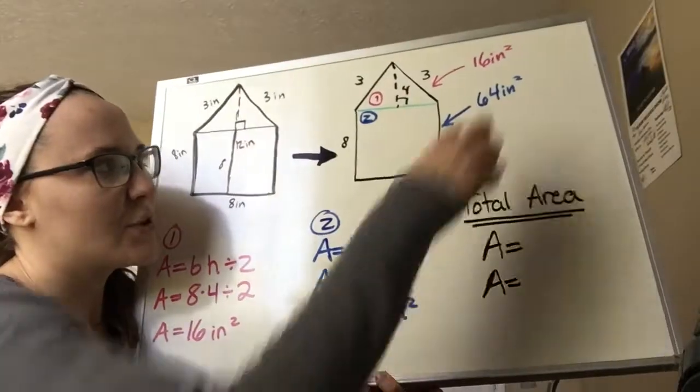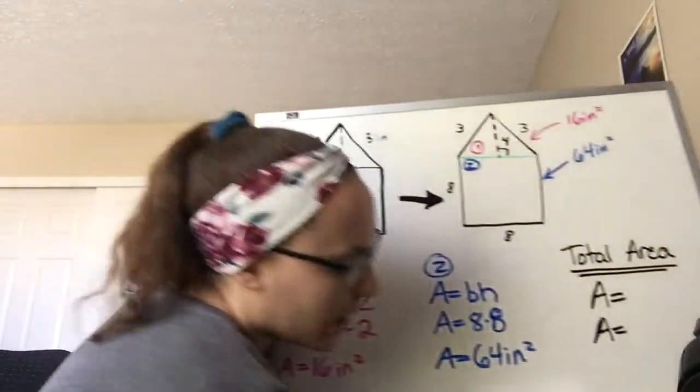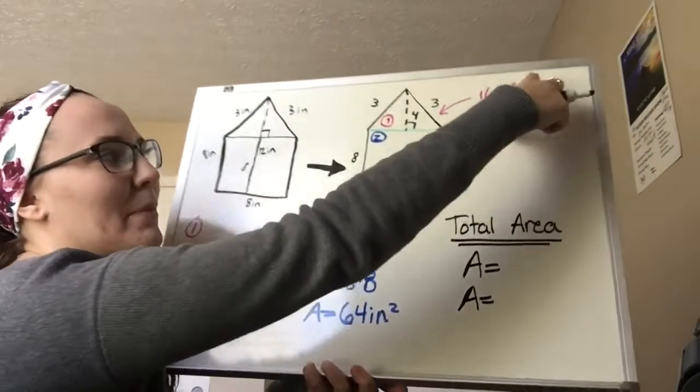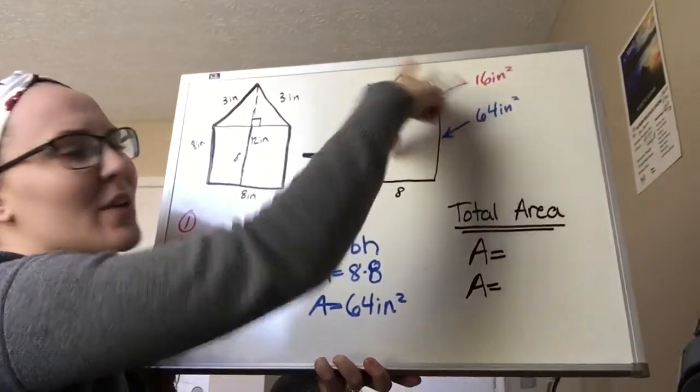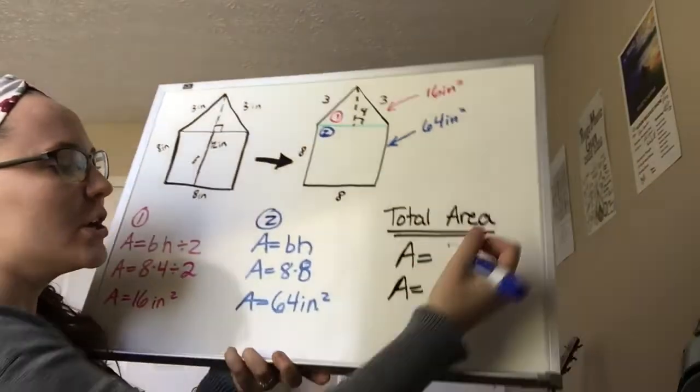Okay? So now that we know the area of the triangle and the area of the rectangle, our last step is that we need to combine those two areas, because remember, this shape wants to be together. It wants to be together. We can't break them apart for long.